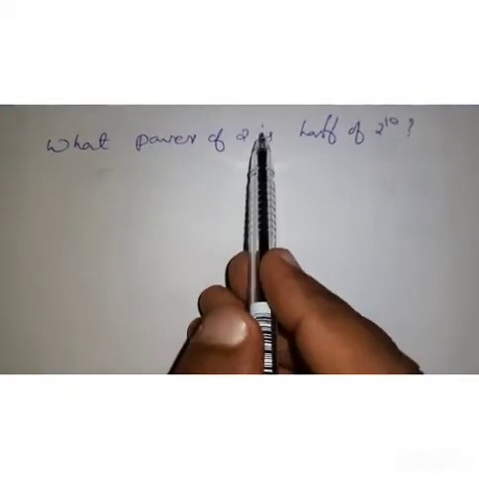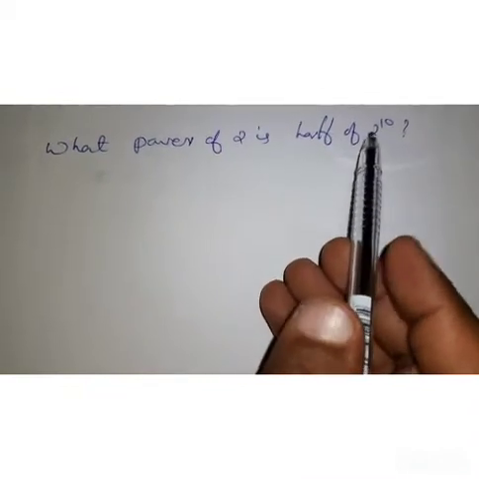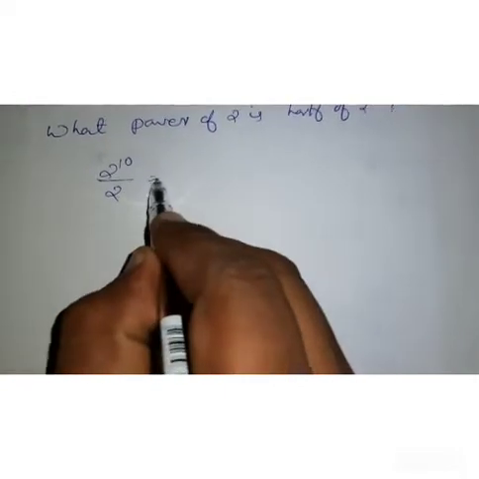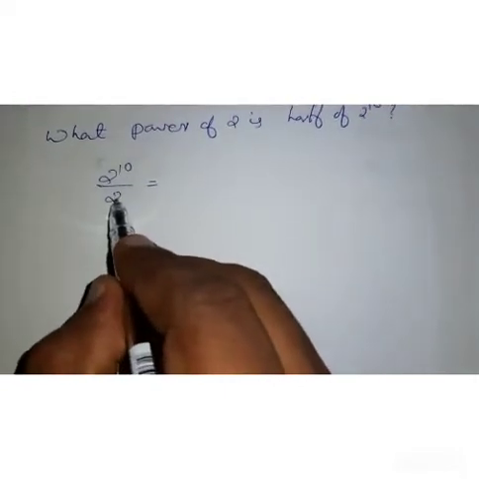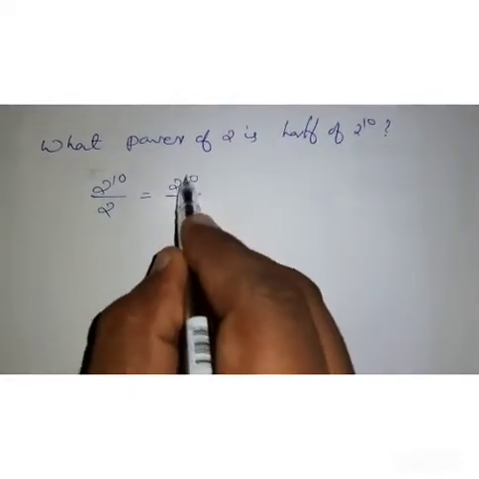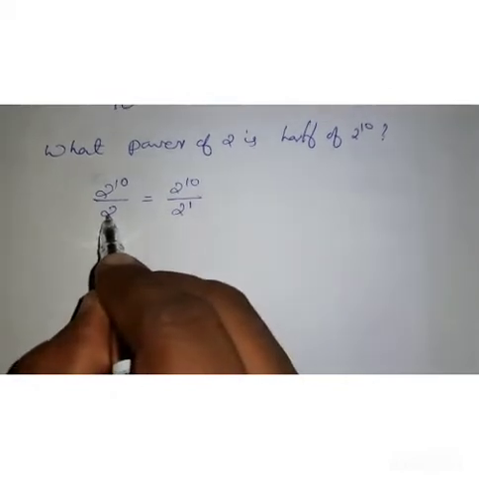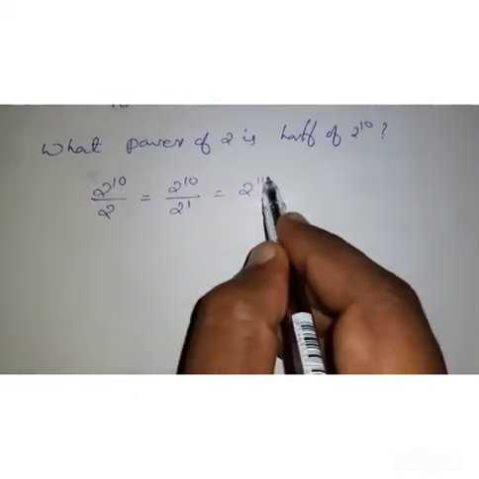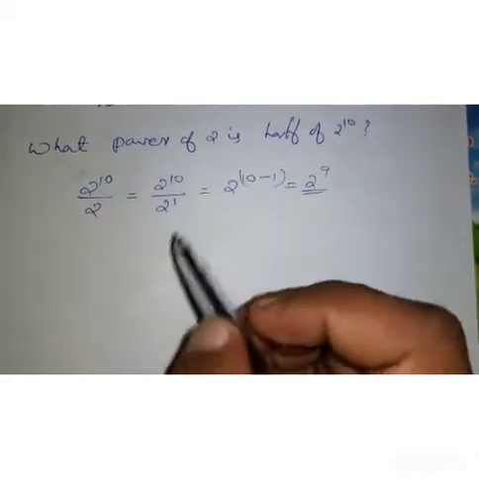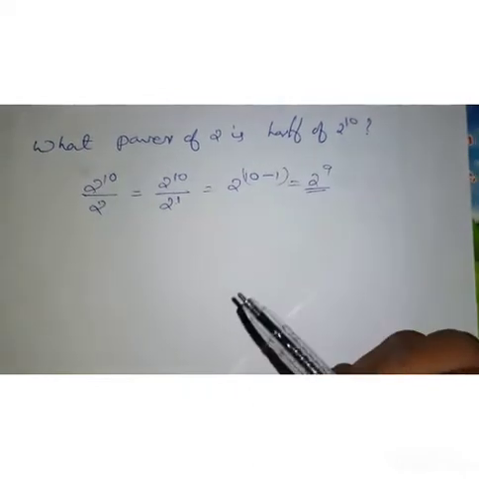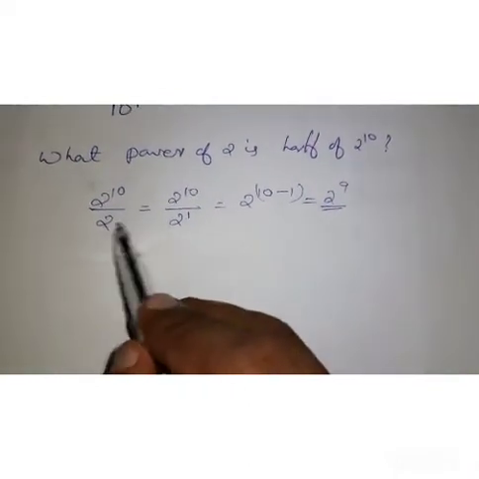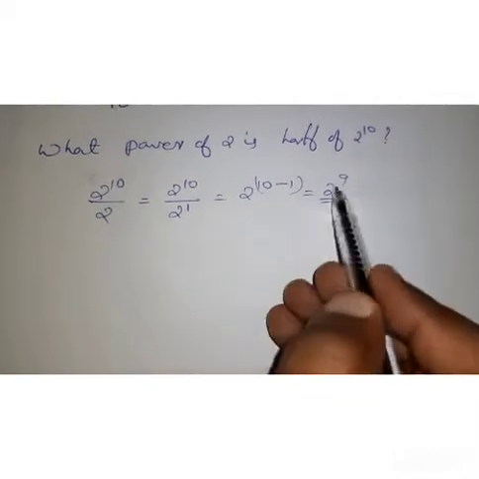What is the power of 2 in half of 2 raised to 10? You take the half of 2 raised to 10. That is 2 raised to 10 by 2, which is 2 raised to 10 divided by 2 raised to 1. The power of 2 is 1 only. So 2 raised to 10 minus 1. How much? 2 raised to 9. So the half of 2 raised to 10 is 2 raised to 9. 2 means 2 raised to 1, so 10 minus 1 is 9.